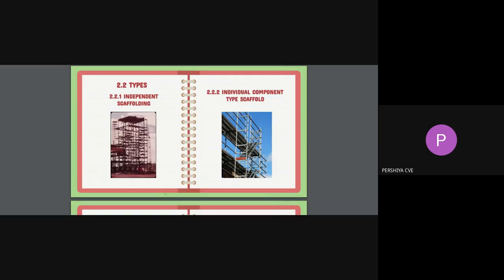The types of steel scaffoldings mentioned in the code book are of four types. First, independent scaffoldings. These are the most commonly used type. This consists of a double row of standards with each row parallel to the building. The second one is the individual component type scaffold. As said before, independent scaffoldings consisting of an assembly of individual tubes and fittings are known as individual component type scaffoldings.